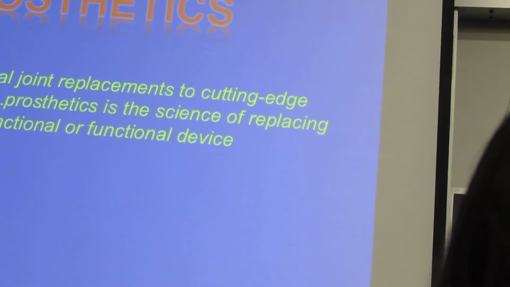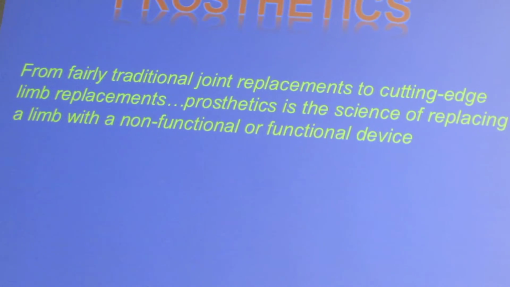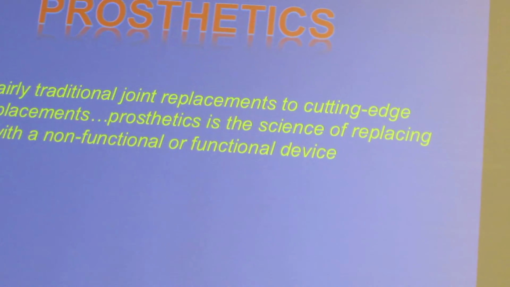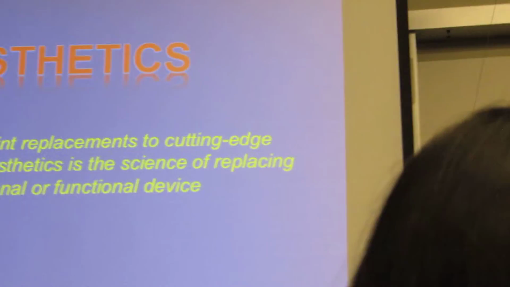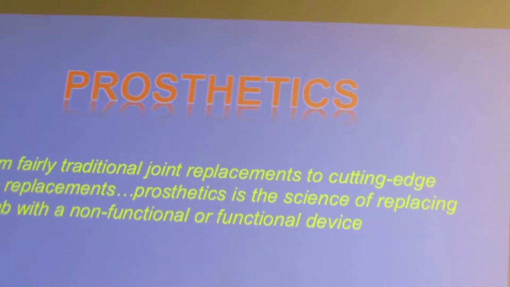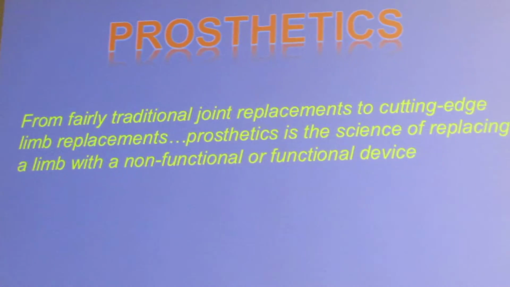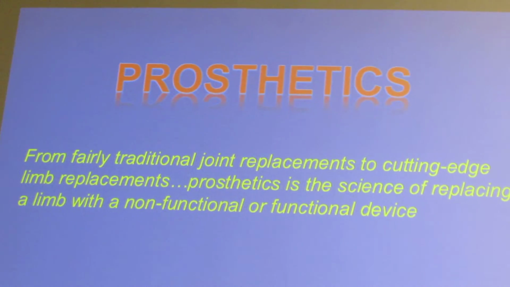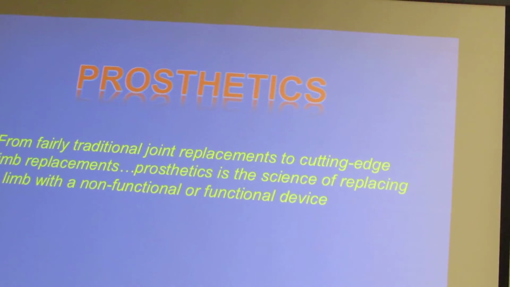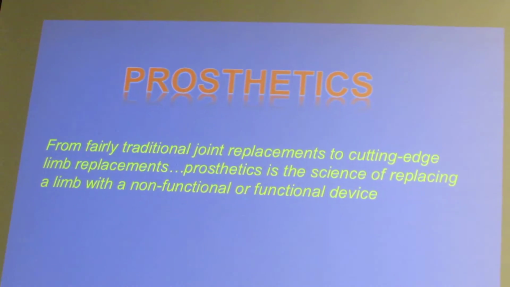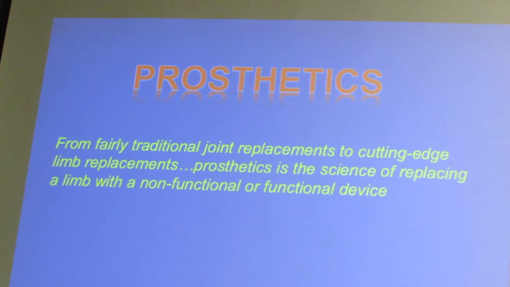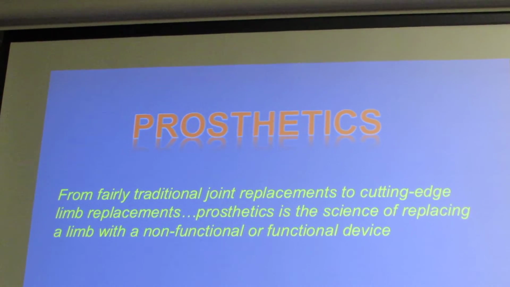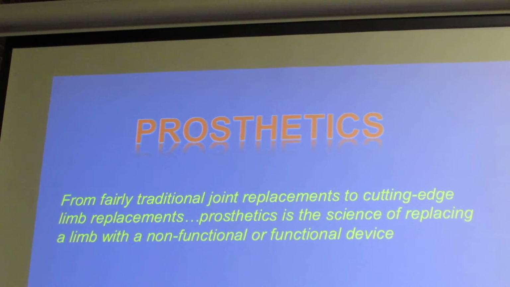Okay, so I'm going to go over prosthetics, which you guys learned today, so it should be pretty fresh. So this is just a basic definition of prosthetics. It's the science of replacing a limb with a non-functional or functional device. And as she said today, it goes through a spectrum over the course of the past 20 years, from something that was non-functional and just used as a replacement to something that can actually be used in everyday life to pick up objects and walk.